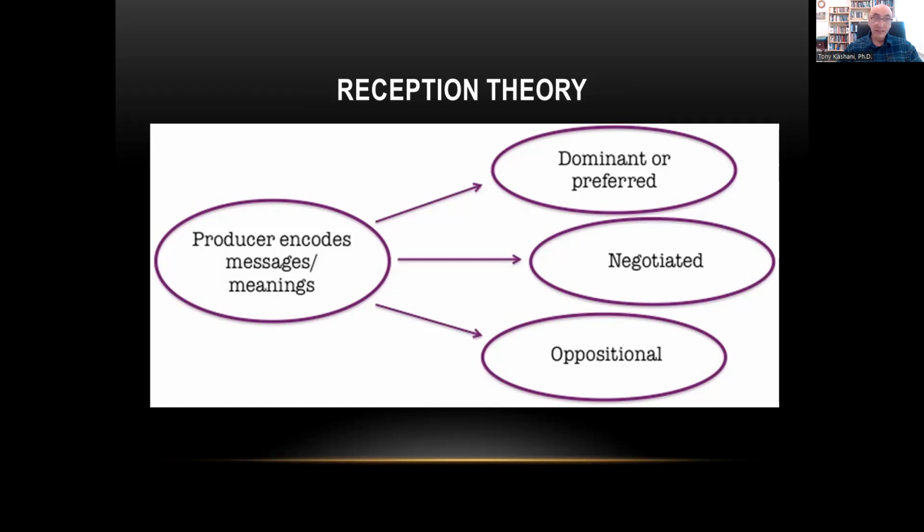So what are the key concepts of this theory? Well, number one is the active audience. Reception theory posits that audiences are not passive recipients of messages, but actively engage with text. The meaning of a text is co-created through the interaction between the audience and the text itself.